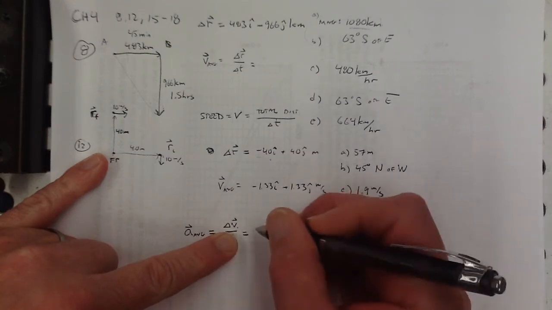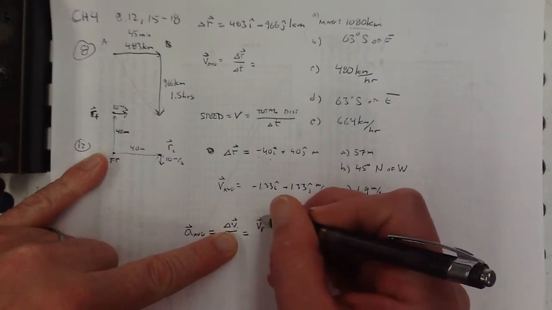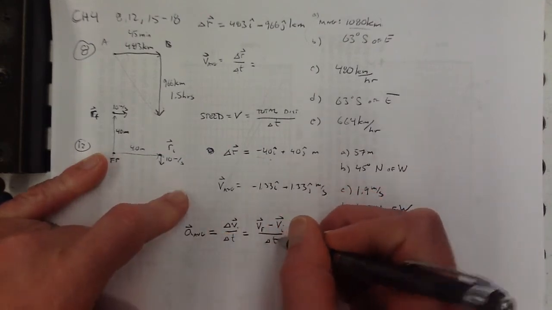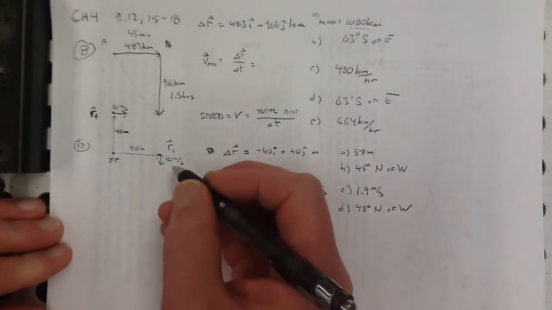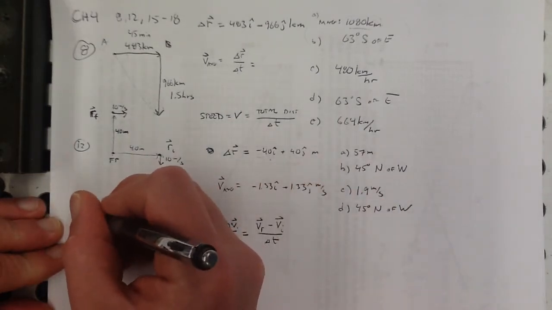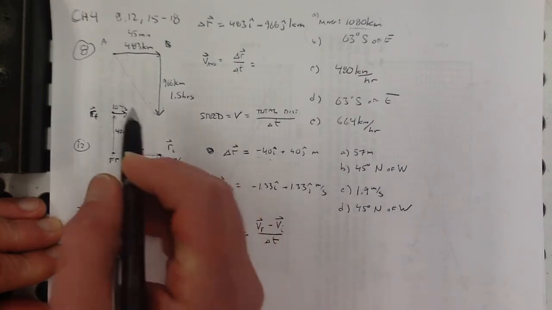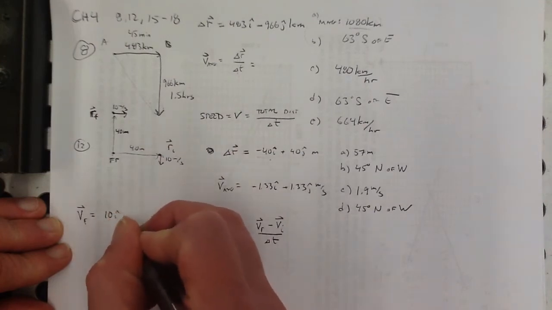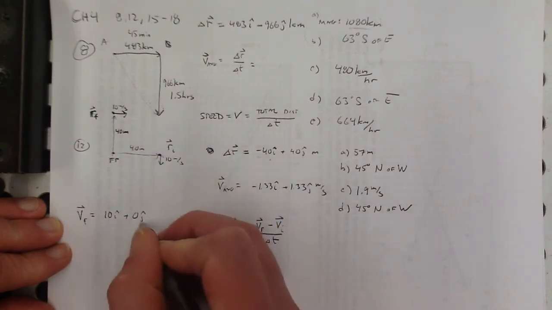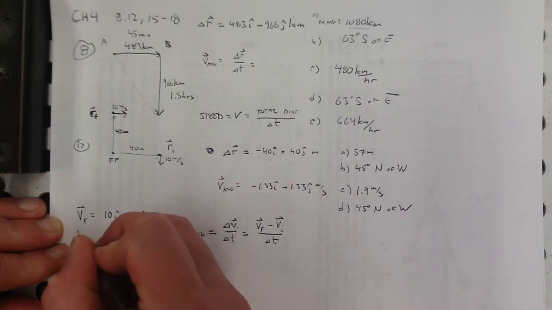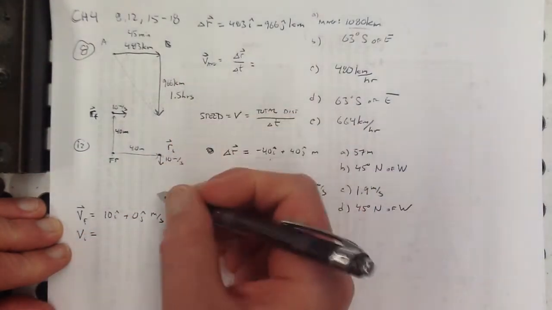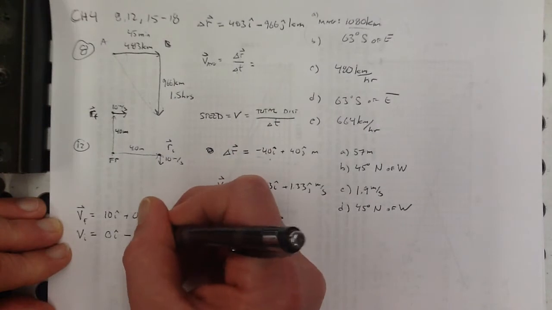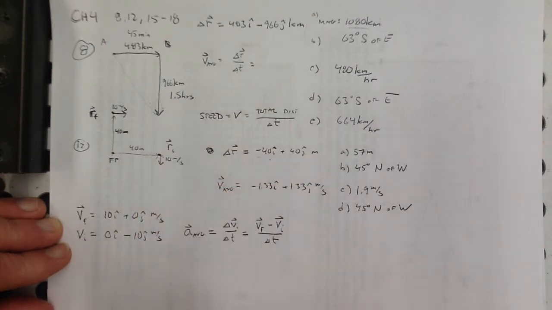Now, what does this mean? That means your final velocity minus your initial velocity, but those are vectors, so I think I would like to have them both in component form, right? So my final velocity is this here. So that's 10 meters per second in the positive i direction. 10i plus 0j, just for emphasis there, meters per second. And my initial velocity is, there's no i component, minus 10j, meters per second.